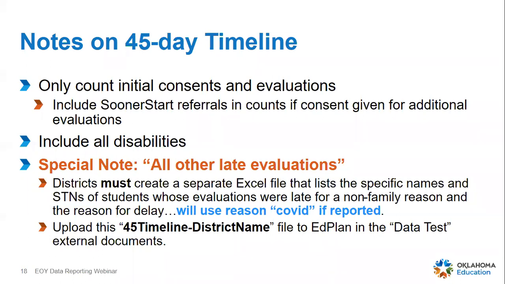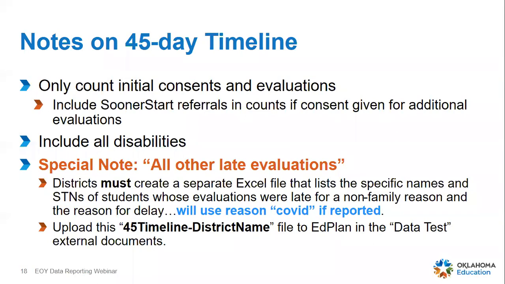Make sure you include all disabilities. Your speech evaluations count for the 45-day timeline. They are special education students. They are receiving special education services, so you have to report them as initial consents and evaluations if you're just evaluating for speech, okay? And again, for all other late evaluations, you have to create a separate Excel file that lists the names and STNs of those students.